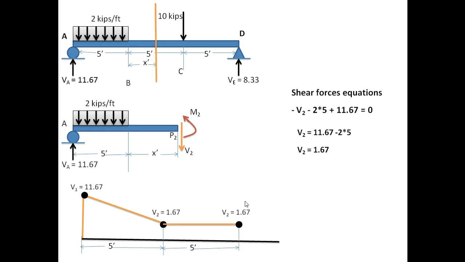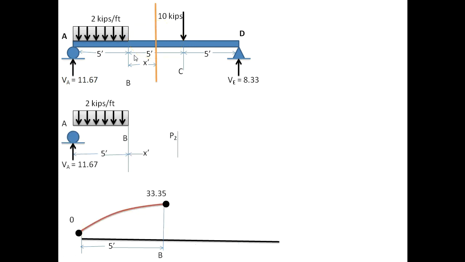In this region the shear force value is the same, constant, which is equal to 1.67. It does not depend upon the x value as it was in the previous case. This equation exists for this region. Now I will draw the equation for bending moment for this region.